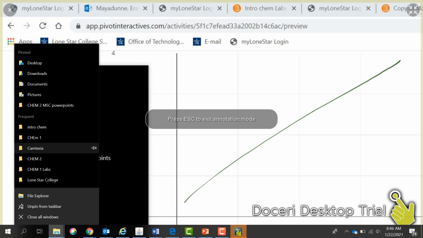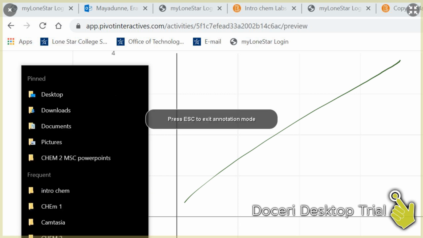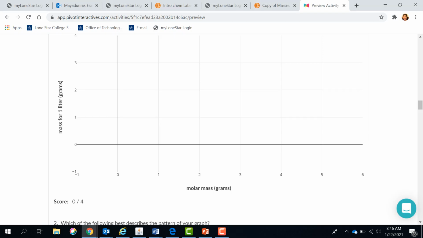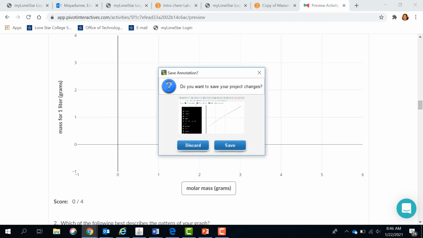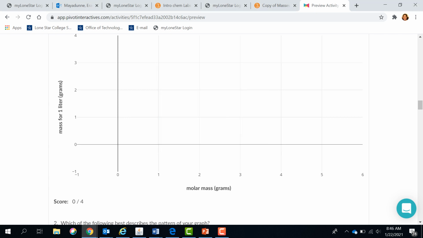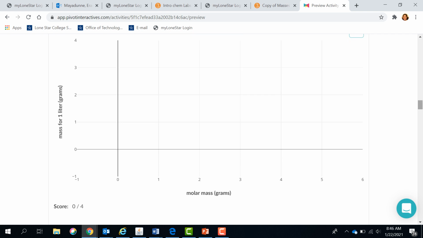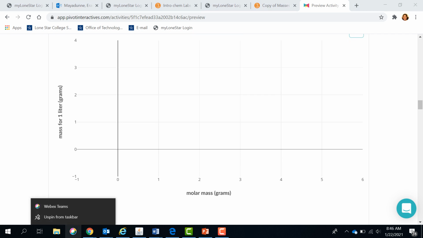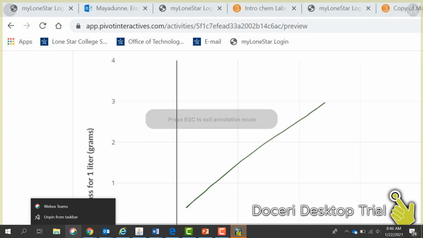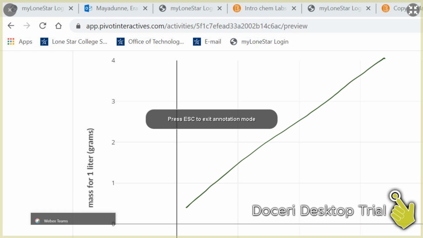When you get the graph, I just did an arbitrary line. You have to go with your exact data sets, but I'm just drawing an arbitrary line. And then there are some questions. So let's see what questions they are asking.